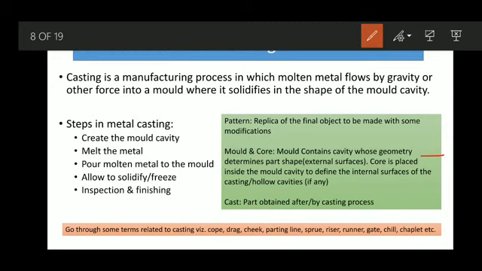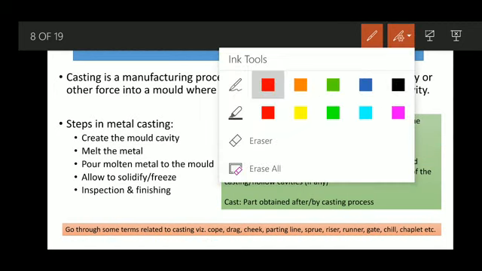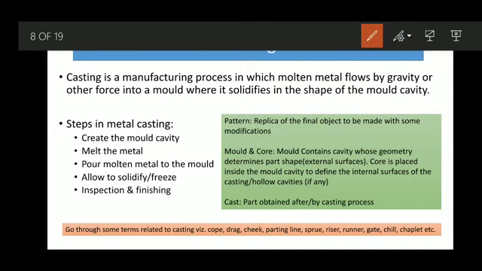And I want you to go through some different terms related to casting, like what is cope, what is drag, what is cheek, what is parting line, sprue, riser, etc. I hope you already know some of these things. Okay.